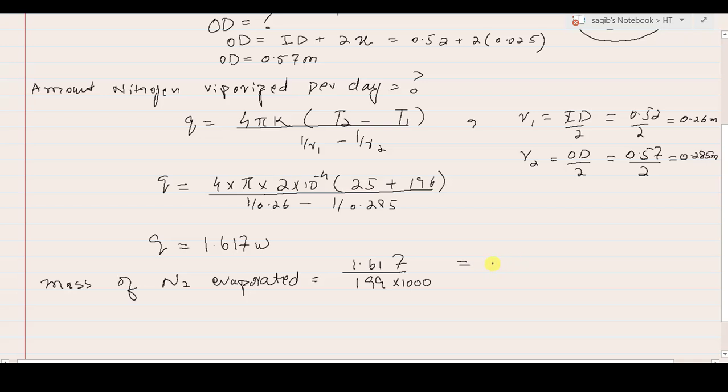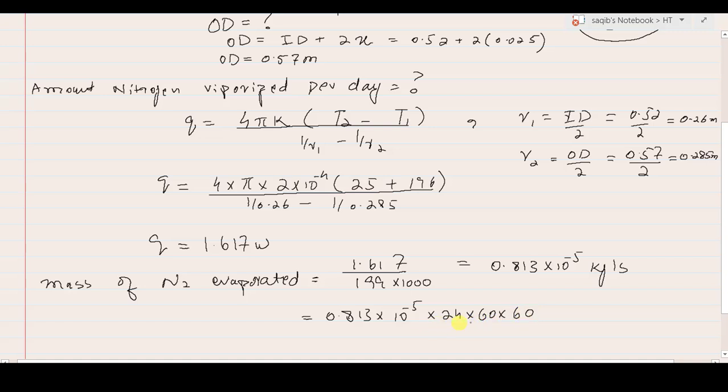After calculations on the calculator, you will get its value, 0.813 multiplied by 10 to the power minus 5 kg per second. Now we want to find how much nitrogen is evaporated per day. It's very simple, just multiply this value by 24. In one day we have 24 hours, in 1 hour we have 60 minutes, and in 1 minute we have 60 seconds.